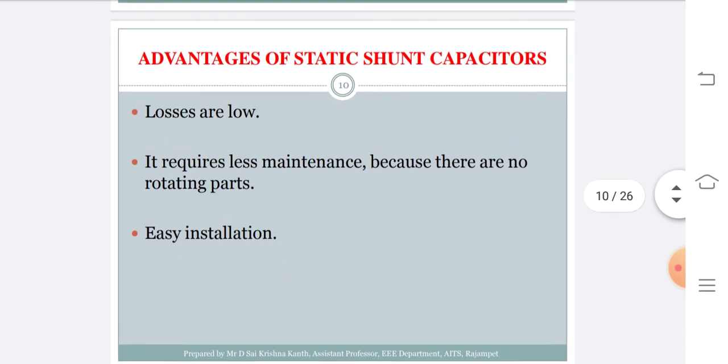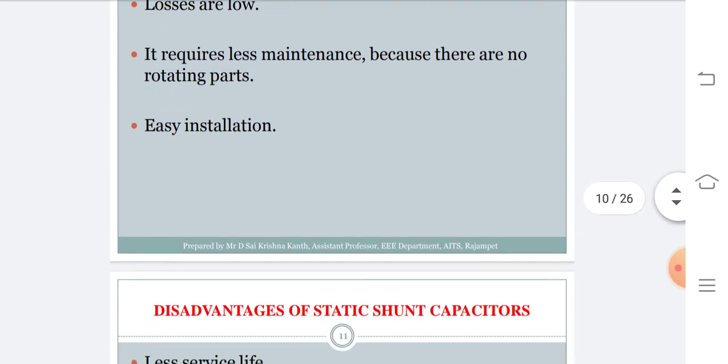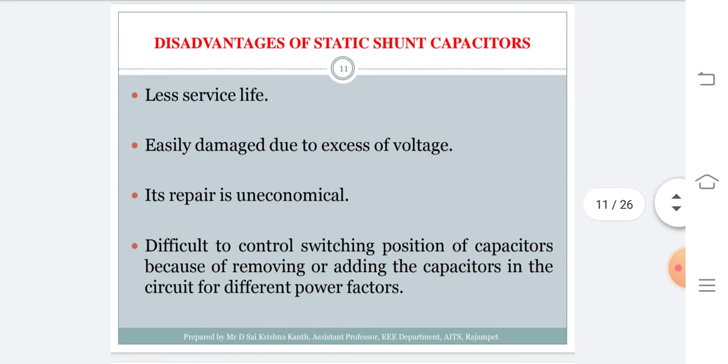Coming to the advantages, the losses are very low, and it requires less maintenance since there are no rotational parts, and it is easy to install. Coming to the demerits of static shunt capacitive compensation: less service life, easily damaged due to excess voltage, its repair is uneconomical, and it is difficult to control the switching position of capacitors because of removing or adding the capacitors in the circuit for different power factors.